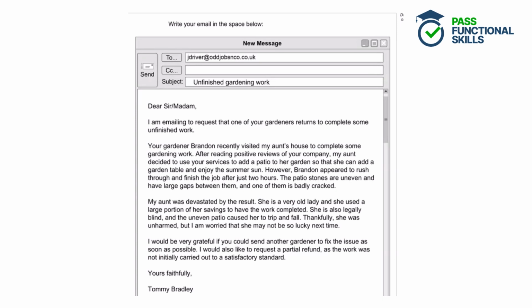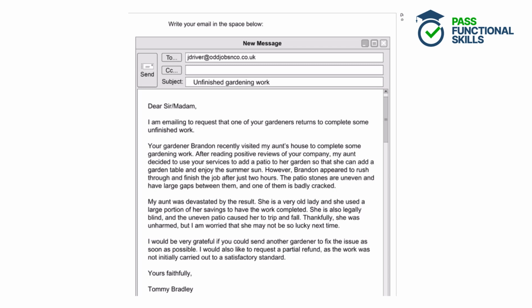However, Brandon appeared to rush through and finish the job after just 2 hours. The patio stones are uneven and have large gaps between them, and one of them is badly cracked. My aunt was devastated by the result. She is a very old lady and she used a large portion of her savings to have the work completed. She is also legally blind, and the uneven patio caused her to trip and fall. Thankfully, she was unharmed, but I am worried that she may not be so lucky next time.